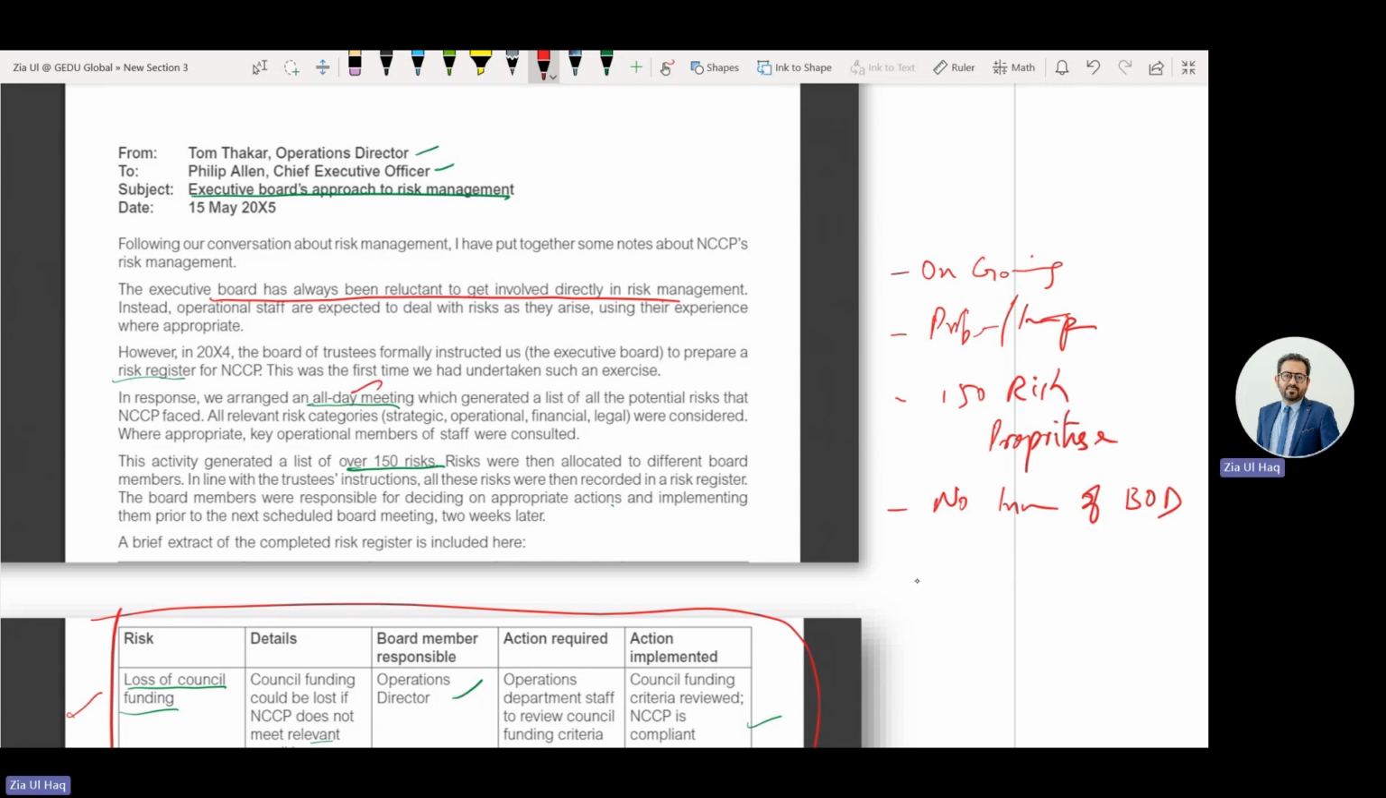What recommendation can we provide? No involvement of the board of directors. What recommendation can we provide?